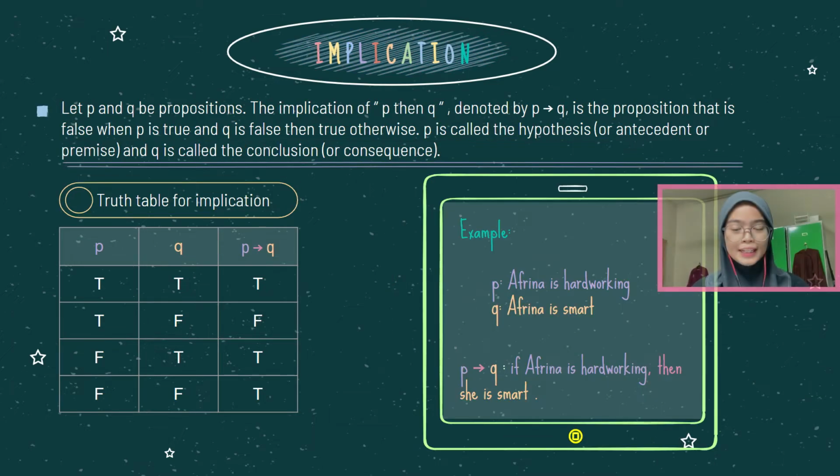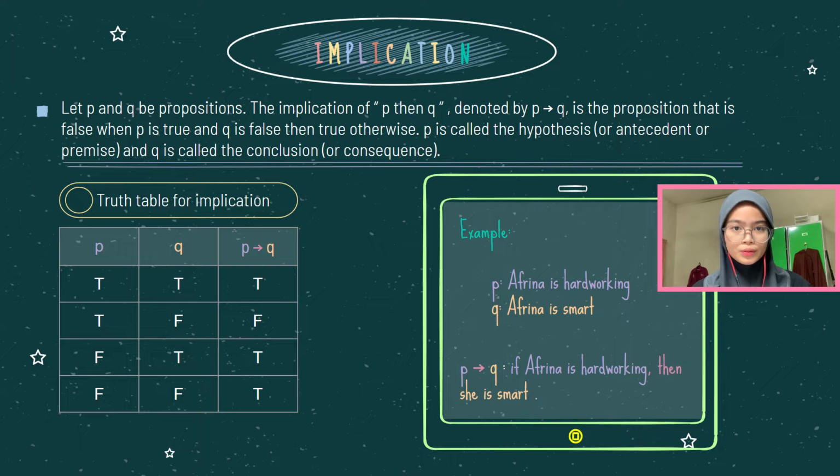Implication. Let P and Q be propositions. The implication of P then Q, denoted by P → Q, is the proposition that is false when P is true and Q is false, and true otherwise. P is called the hypothesis, antecedent, or premise, and Q is called the conclusion or consequence.